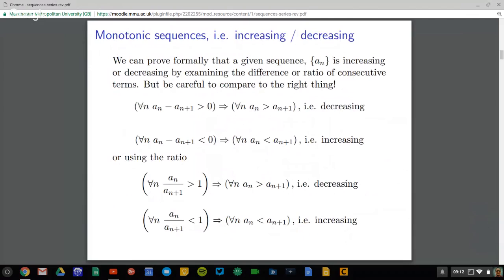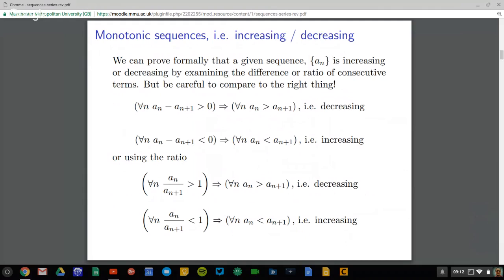And we had some other terminology, which was about monotonic sequences, or increasing and decreasing sequences. Some sequences have this nice behavior that they're always increasing in value. Some sequences are always decreasing in value. That can be captured in a couple of different ways. One way is to look at the difference between consecutive terms. If a_n minus a_(n+1) is always positive or negative, then that corresponds to decreasing or increasing behavior.